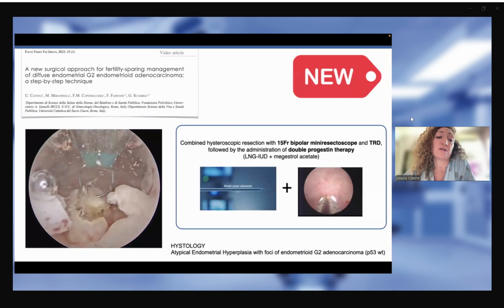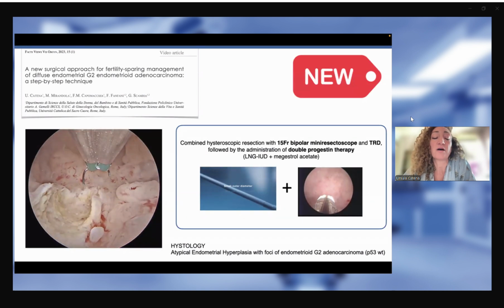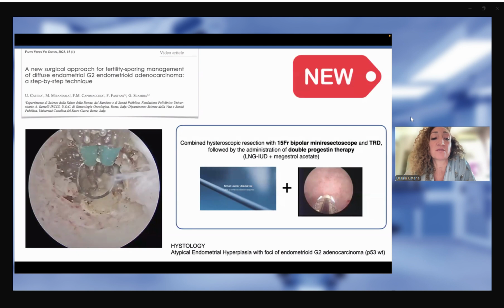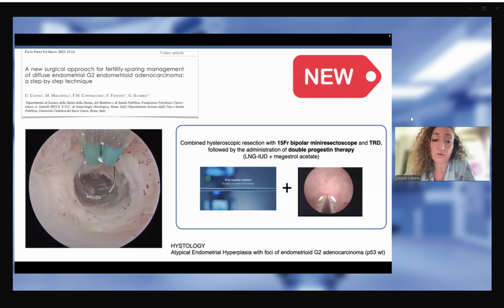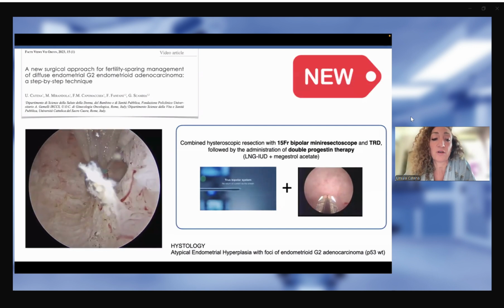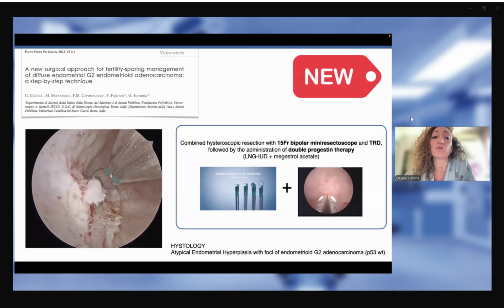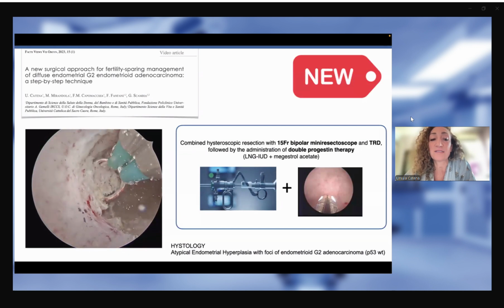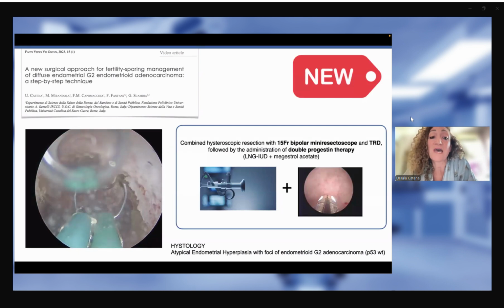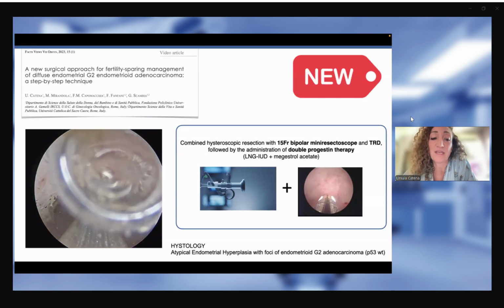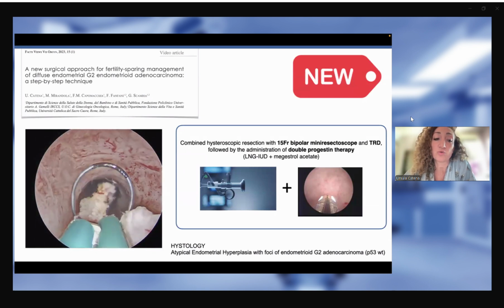This was a patient with diffuse G2 endometrial cancer, in which I described for the first time this combined technique, in which I used the 15 French mini resectoscope to remove the main lesion until the myometrium, and then to resect all the pathological endometrium in difficult areas, as for example near the tubal ostia, or in general not use energy in all the uterine cavity. I complete the resection inside the uterus with a tissue removal device.